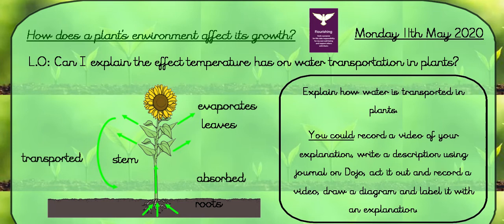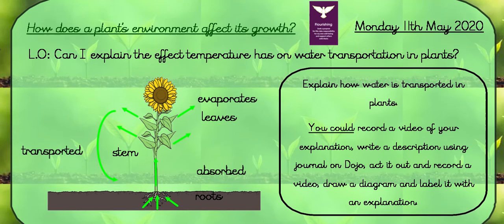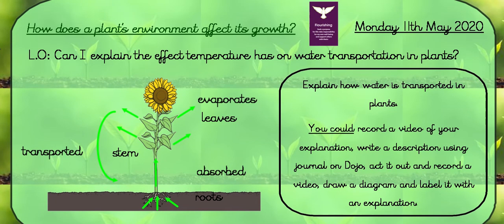Okay, so let's get started then. Our Can I question for today is, can I explain the effect temperature has on water transportation in plants? So that's the investigation that I set up last week. And before I go back and review it, I want you to have a little think about if you can explain how water is transported in plants. Now, you'll recognise this diagram from last week. We've got a flowering plant here, and we've got the roots, the stem, and the leaves. And I've put some keywords here: absorbed, transported, and evaporates, which we defined last week.